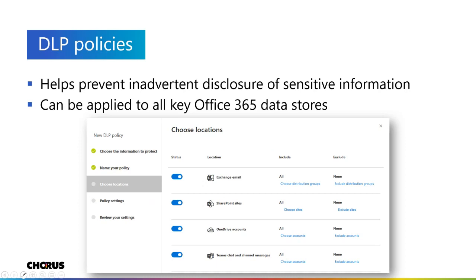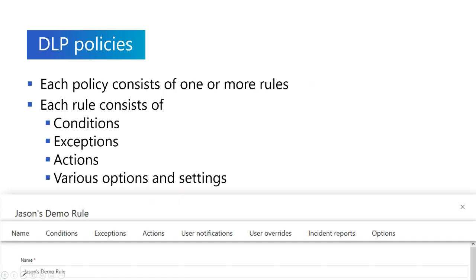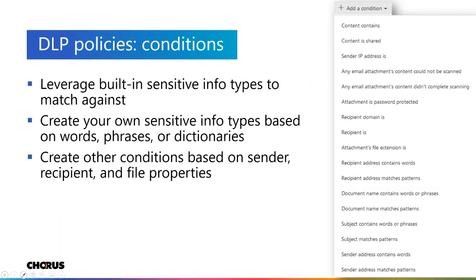So this allows you to pop up policy tips, warnings, or block when users are trying to send an email that contains sensitive information, or share a file from SharePoint or Teams that contains sensitive information. And you've got a whole bunch of control over how that happens: conditions, exceptions, actions. Again, apologies for rushing through this, but I want to make sure we leave time for your questions.